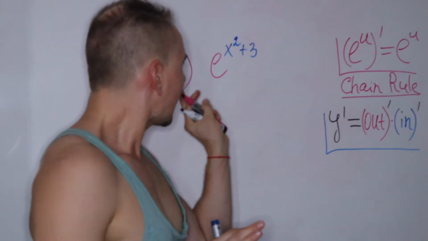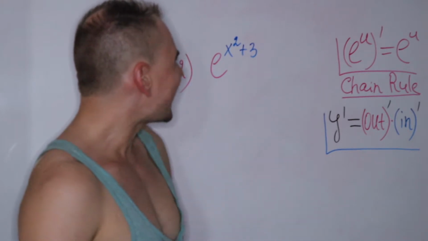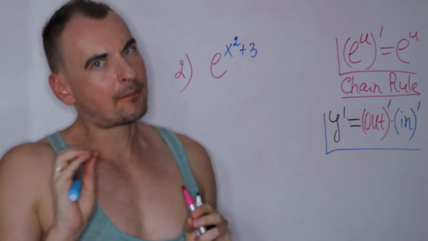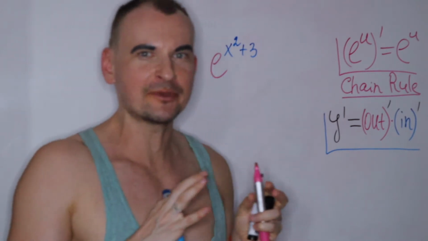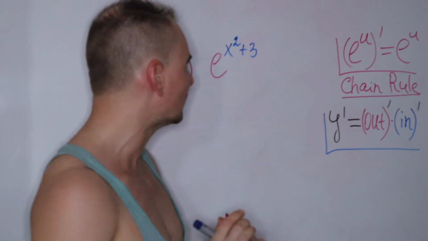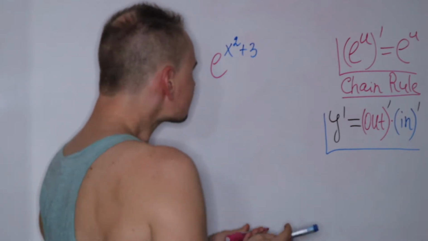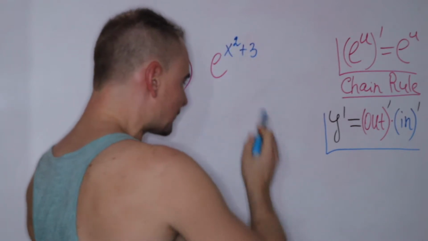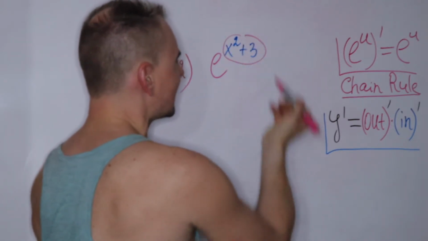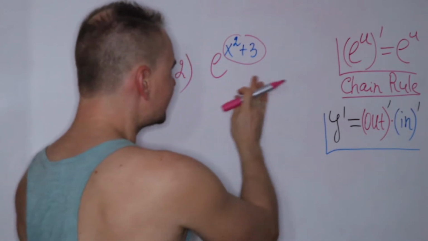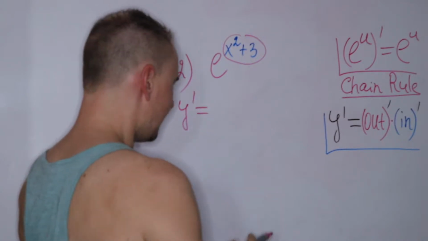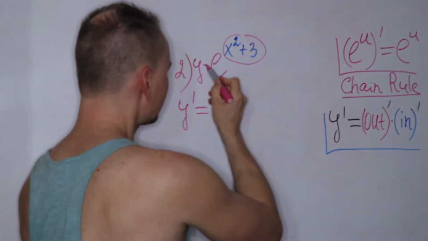Moving on. Here's another one, e raised to the x squared plus 3. Again, you are given a composite function, so set up your chain rule detector; you have to use the chain rule. Again, you have e raised to the power, and your entire power is going to be x squared plus 3. So the derivative of this function, y prime, is going to be, if you call it y, the original function.